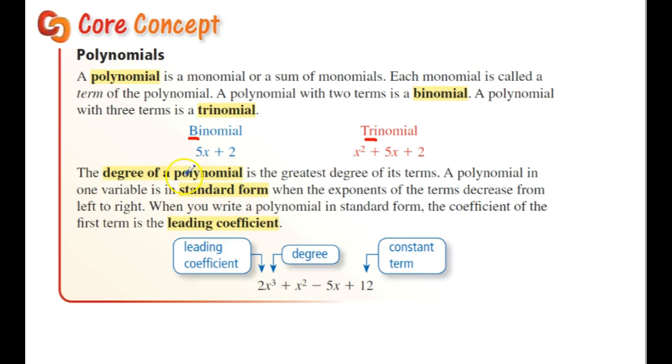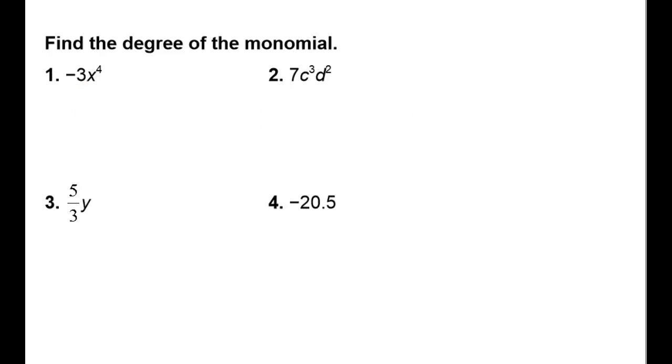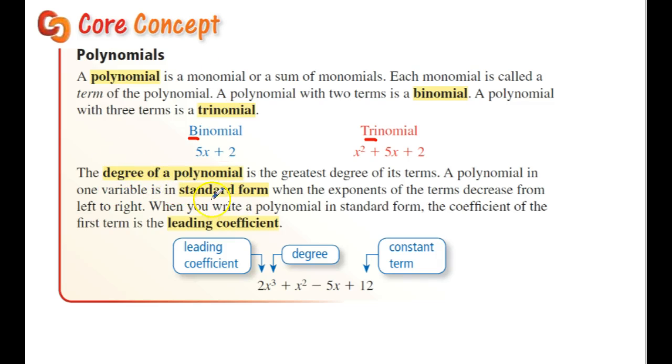So the degree of that polynomial is the highest exponent, right? It is the greatest degree of its terms. So remember, back we found the degree of a monomial. So we're going to find the degree of each term in my polynomial, and then the degree of that polynomial is the highest one. Okay, so we always want to look at things in standard form, and standard form means my variables are in order of the biggest to the smallest exponent. So you'll see this example is in standard form because my highest exponent, which is 3, goes first, and then 2, and then 1, and then I don't have an exponent. Okay, so that's standard form.